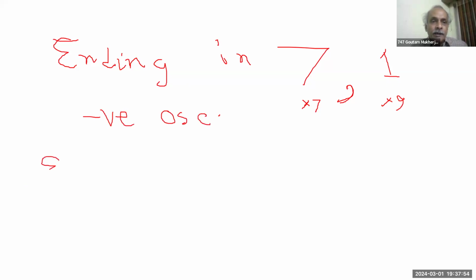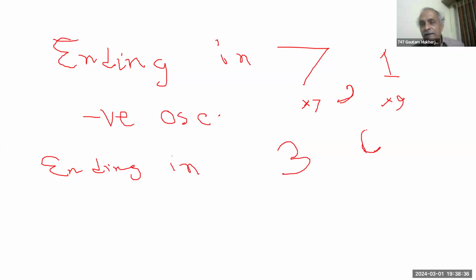And ending in... what remains? What are the other two? Ending in 3, and ending in... 5 doesn't come in this category. What are the 4 numbers I told? Excepting 5, all are odd numbers. So what is remaining? 9.